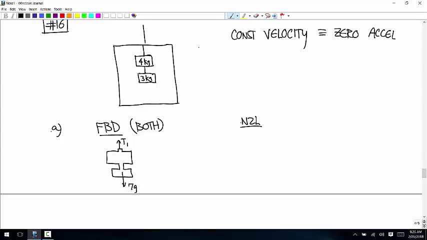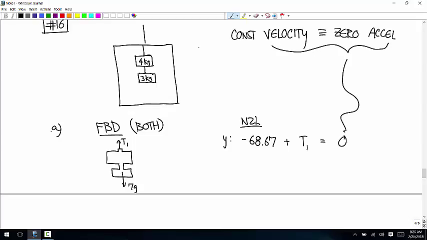So we want to choose to isolate bodies in a way that gives us only 1 unknown. Okay, so Newton's second law, the y equation says negative 7g, which is 68.67, plus T1 is equal to the mass times the acceleration. That's 0 because this has a constant velocity. And so T1 is equal to 68.67.